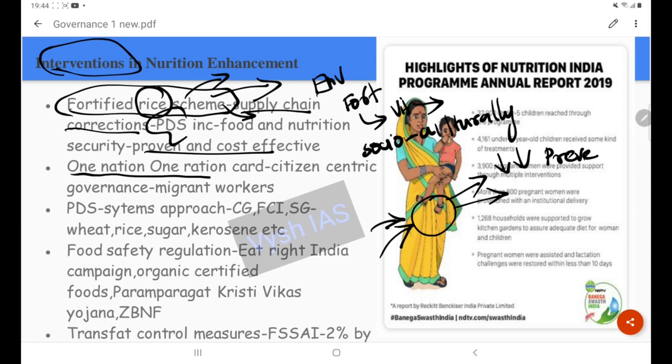Next scheme is the One Nation, One Ration Card scheme. It is also a citizen-centric scheme, and migrant sections are like an invisible vulnerable section, and they are being considered particularly in this scheme. Then PDS is an age-old traditional scheme. Here you can use a term, systems approach. What do you mean by systems approach in governance?